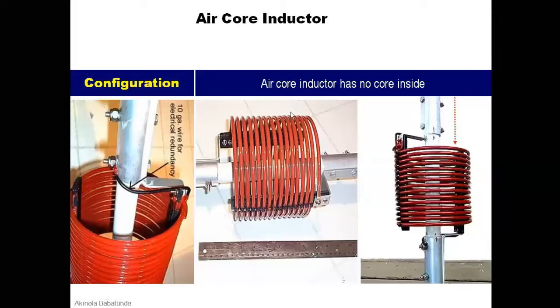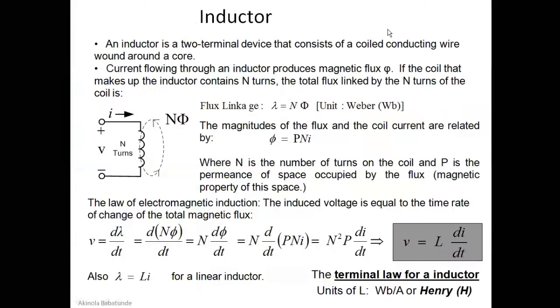So you just have your windings. Can you see the windings here? You just have the windings, and then they're just connected to a pole. There is no core inside at all. All right, so this is an example. This is what it looks like when we say we have an air core inductor. So there are some basic details about inductors that we should check out together, and I think we will do that now.